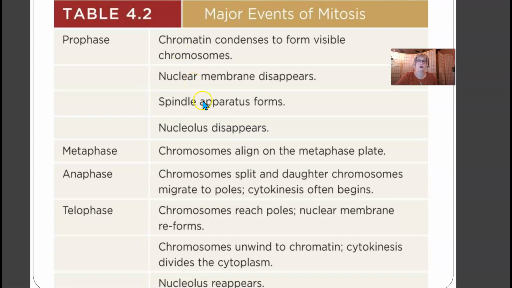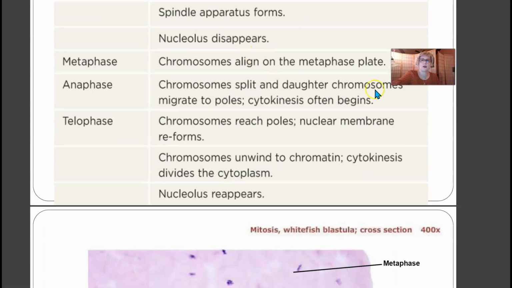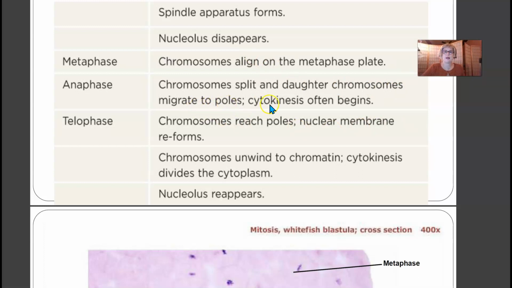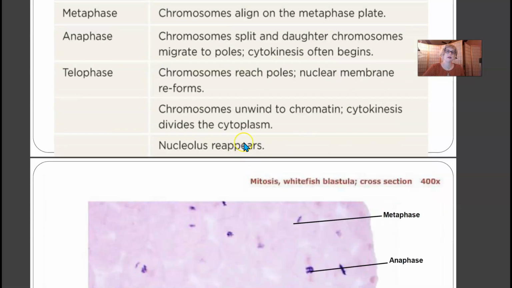Metaphase is easy because all you have is the chromosomes lining up at the center. Anaphase is when the chromosomes go to opposite polar ends, they migrate to the poles. Cytokinesis often begins. Telophase is when the chromosomes reach the poles, the nuclear envelope reforms, right? The chromosomes unwind and become chromatin, and cytokinesis starts to happen and divide the cytoplasm. The nucleolus, of course, reappears because it disappeared during the mitotic phase and separation. So now the nucleolus reappears and we move back into interphase, prep phase.